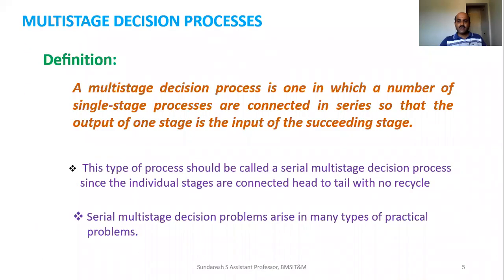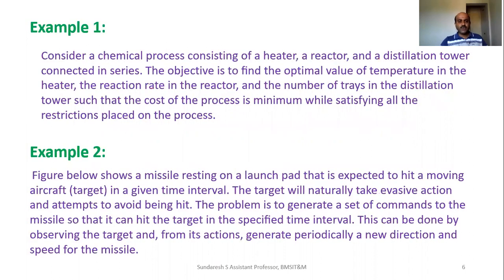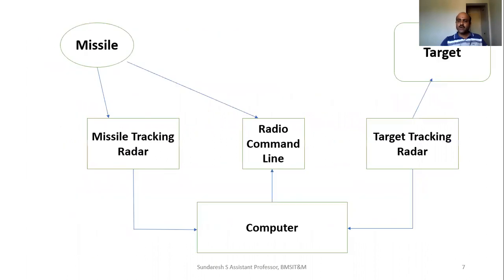So I will recall what we discussed in the last class. A multi-stage decision process is one in which a number of single-stage processes are connected in series, so that the output of one stage is the input of the succeeding stage. This is the definition we made in the last class for multi-stage decision. Okay, and also we discussed a few examples of how we can take the process as a multi-stage decision process.